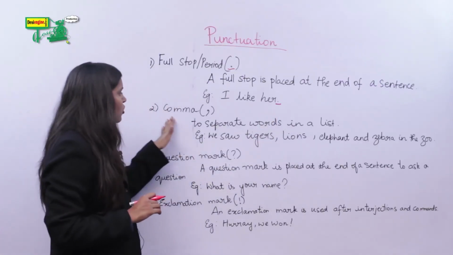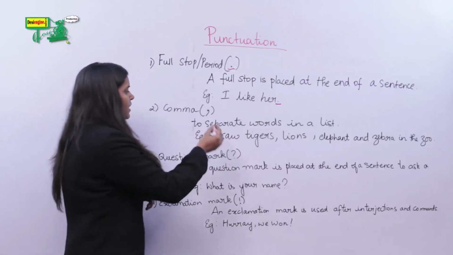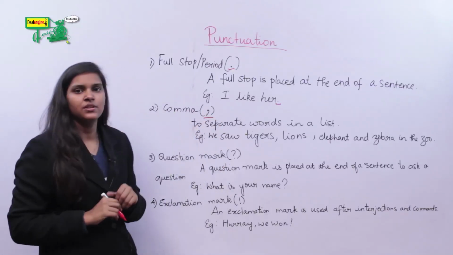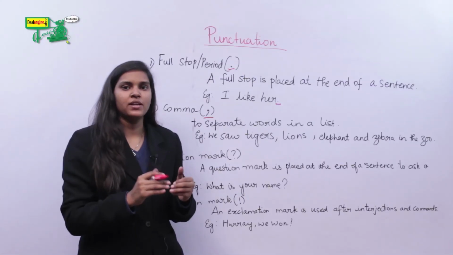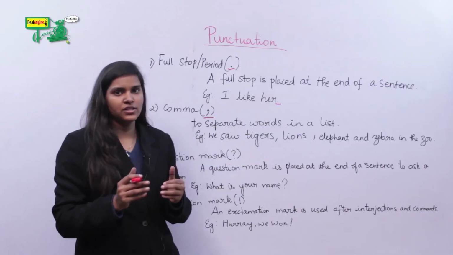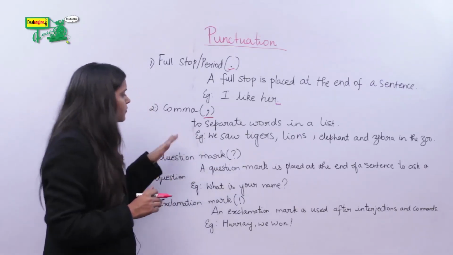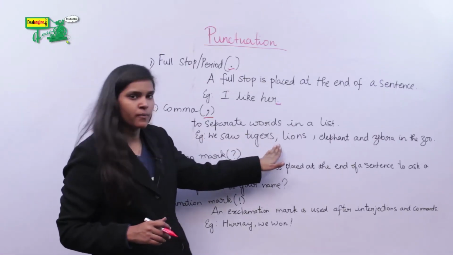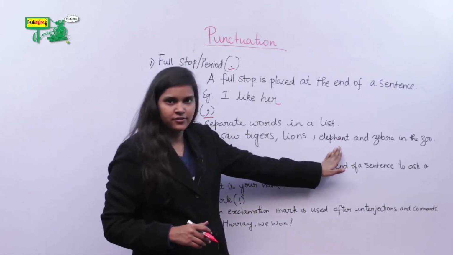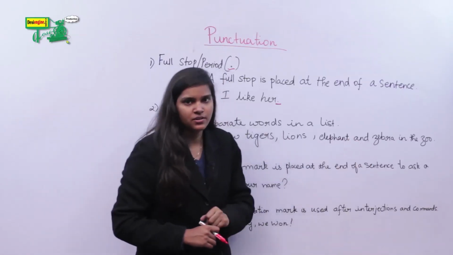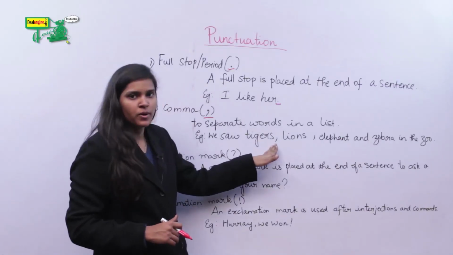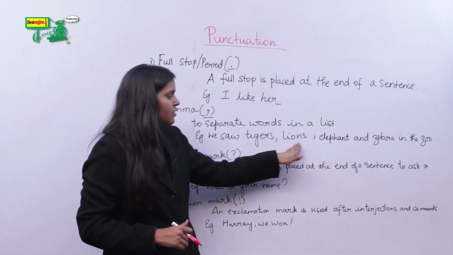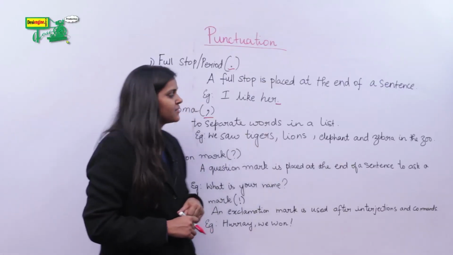Next is comma, and it is denoted by this symbol. A comma is used to separate words in a list or phrases or clauses. For example, we saw tigers, lions, elephant and zebra in the zoo. We have used comma because we are listing different kinds of animals.